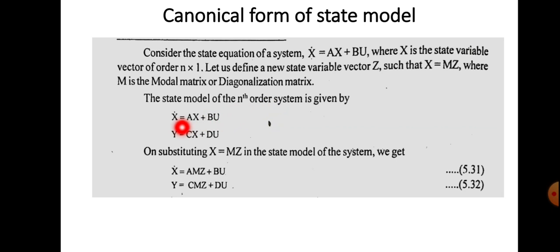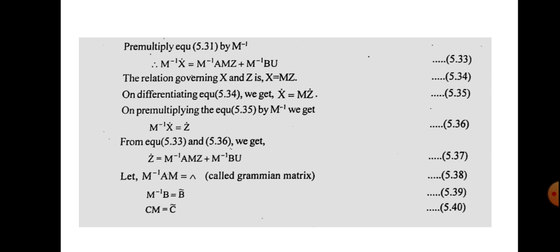Here we are representing the system by the state equation x dot equal to Ax plus Bu, and the output equation will be y equal to Cx plus Du. You know that u is the input. Similarly, when we substitute x equal to Mz, the first equation becomes x dot equal to, instead of Ax, AMz, and Bu will be the same. And y equal to C into Mz plus Du. So these are the two equations when we substitute x equal to Mz.